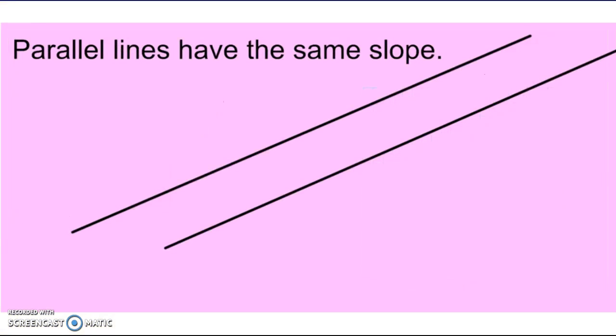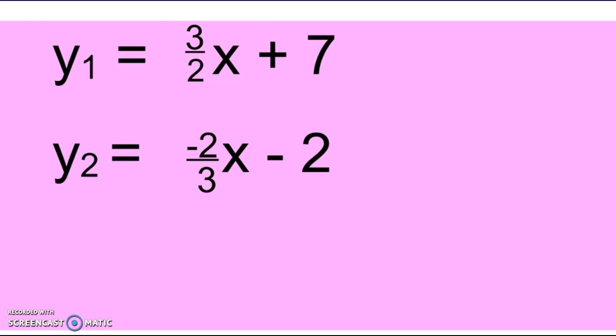Let's go on and look at the rule. Basically, they have the same slope. So let's look at these. Now graph both of these. Go ahead and hit pause and graph that.